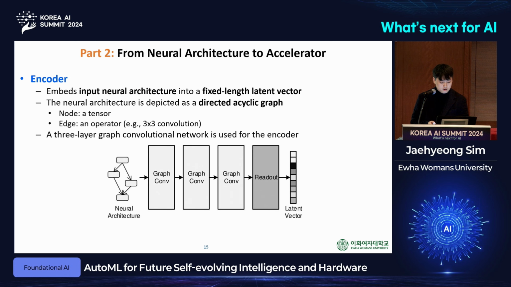So in the encoder, it embeds the input neural architecture, represented as a directed acyclic graph, into a fixed length latent vector. So again, node is a tensor and edge is an operator like 3x3 convolution. So we use a 3-layer graph convolution network for the encoder to convert this neural architecture into a latent vector.